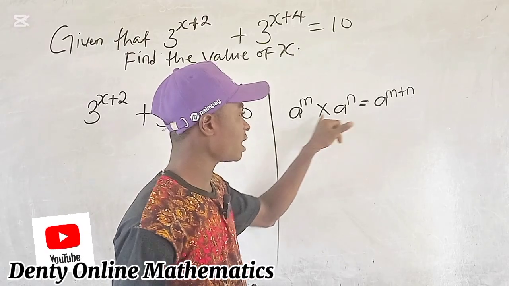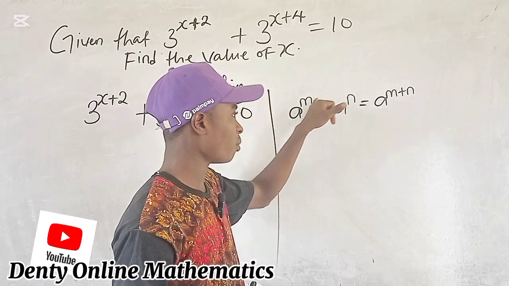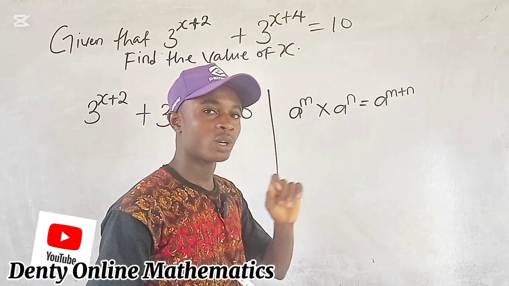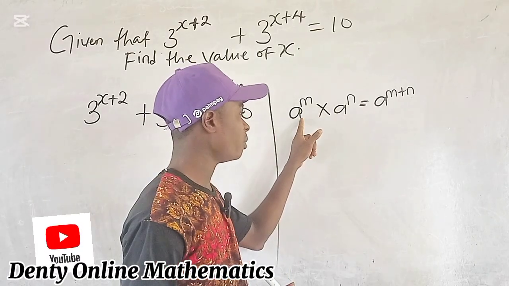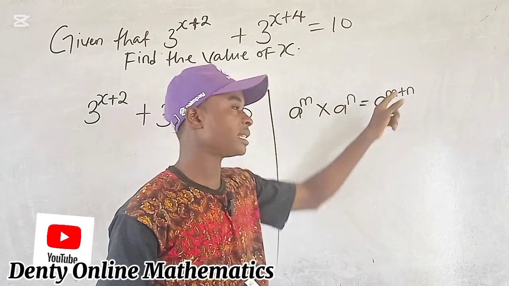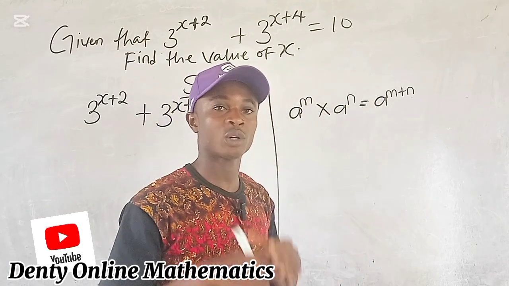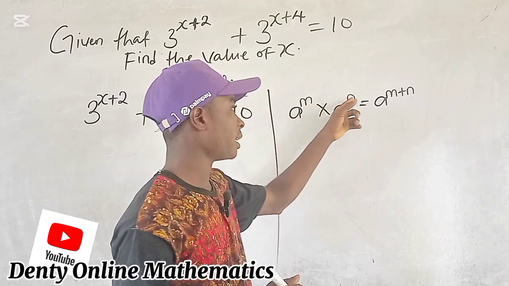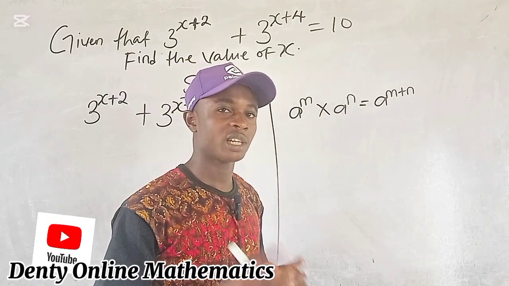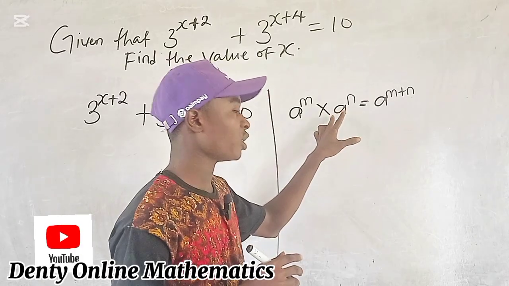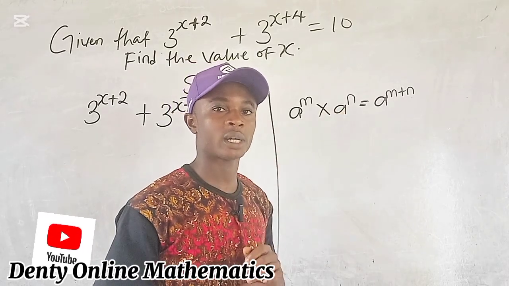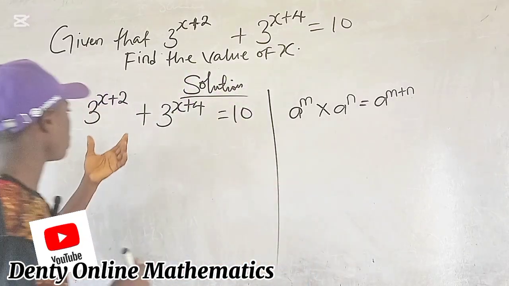So if you have the same base and you're multiplying that expression, what you do is you pick one of the base, which is a. You pick one and then you add the exponents or the powers. m and n are known as the powers or the exponents. If you have the same base and you're multiplying, you pick one of the base and then you add the powers.